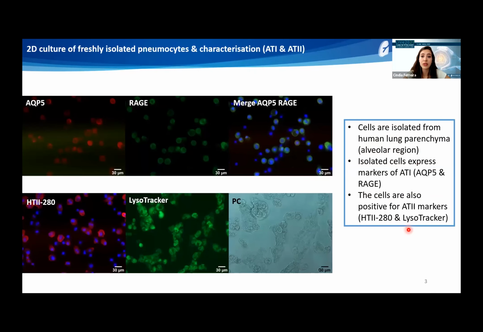So first, we had to isolate epithelial cells, and we did that by isolating them from human lung parenchyma and characterizing them for AT1 and AT2 markers. We used aquaporin 5 that we can see here and RAGE, which are both markers for AT1. As we can see, they are both positive and colocalized very nicely. For AT2, we used HT2-280 and LysoTracker, which are also positive. So here we can say that we have a population of cells that is positive for AT1 and AT2 markers.